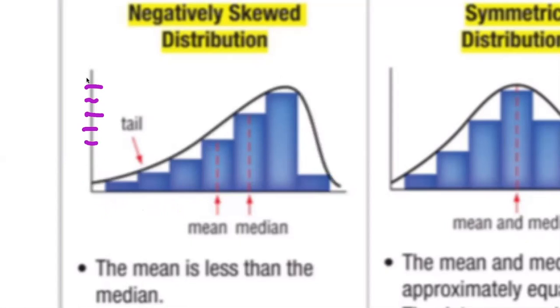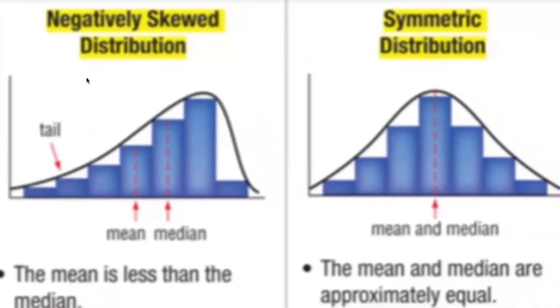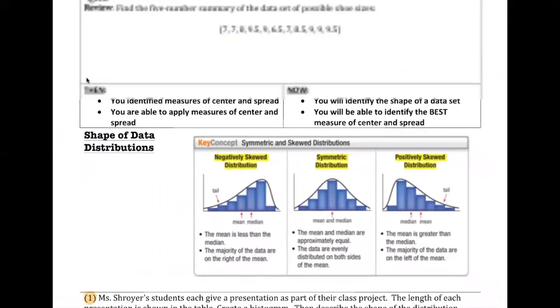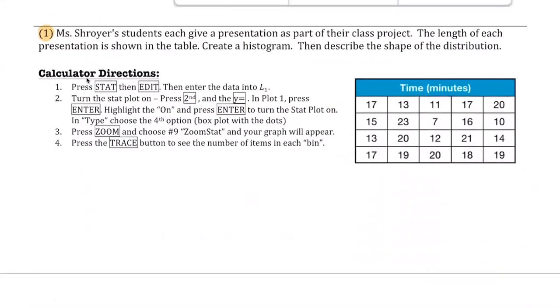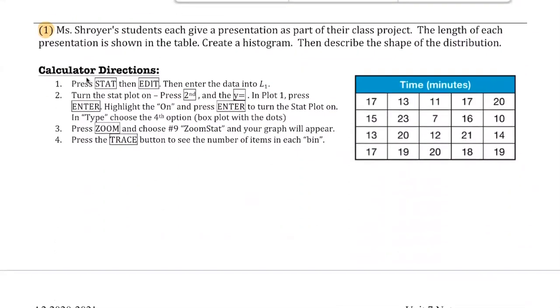Now, when it comes to histograms, we're not going to be doing them by hand. We're going to do them all on the calculator. Down below here, it says Mrs. Schroeder's students each gave a presentation as part of their class project. The length of each presentation is shown in the table. Create a histogram. We are going to follow these calculator steps and create our histogram on the calculator.